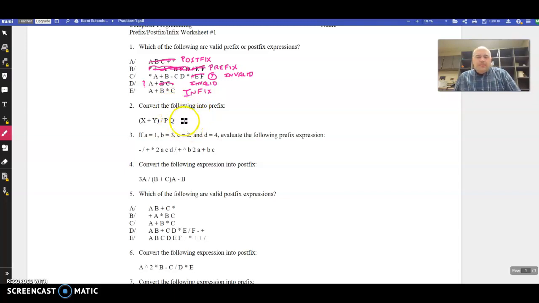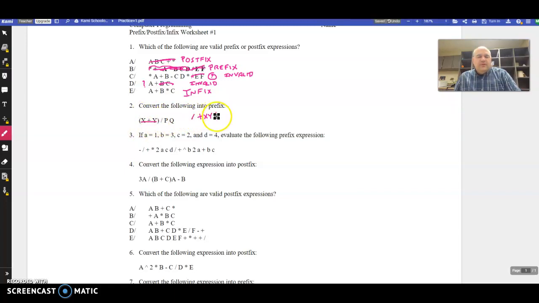So in problem number 2, following your order of operations, what do you need to do first? Well, parentheses always get done first. So we're going to do that first. So we have plus xy. Right, so that takes care of this piece.